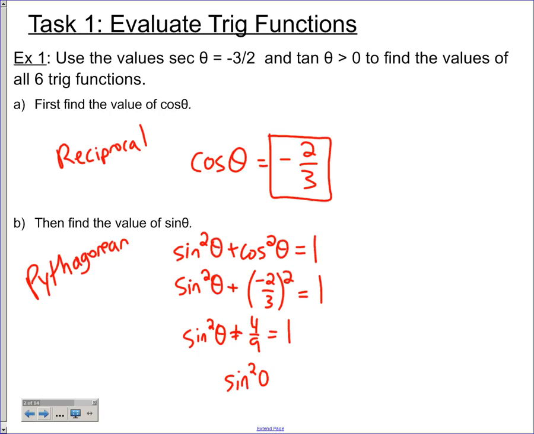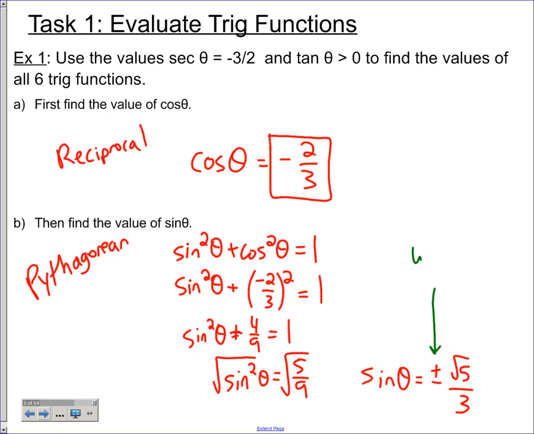We get sine squared theta equals 5/9, and then we'll simply take the square root to solve it, and we get sine of theta is equal to plus or minus the square root of 5 over 3. Now, the question is, we have this plus or minus. So which one is it?